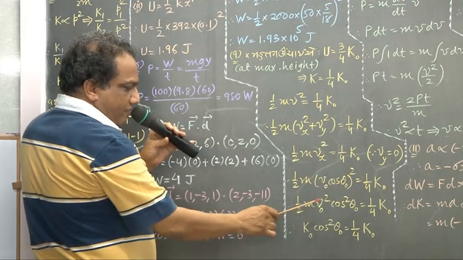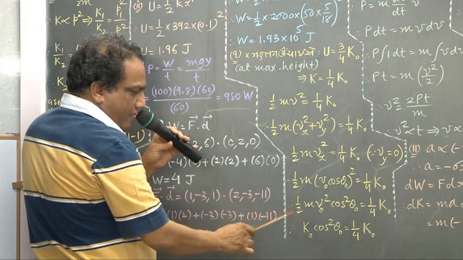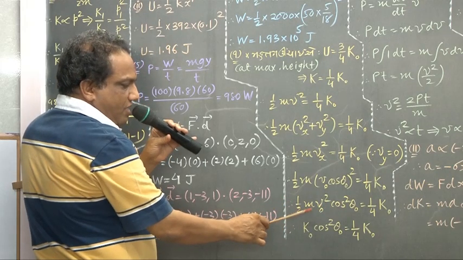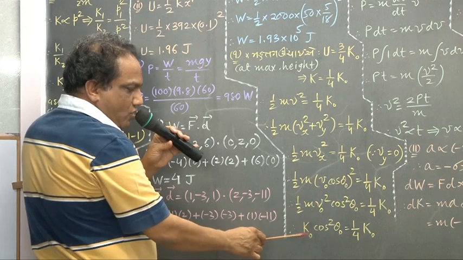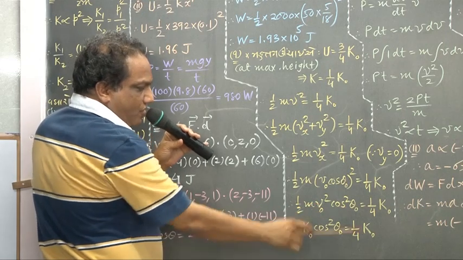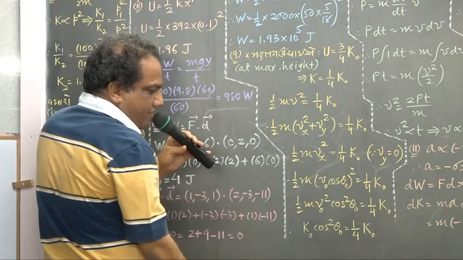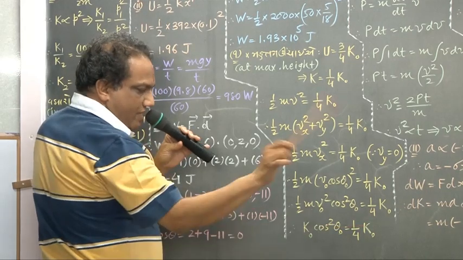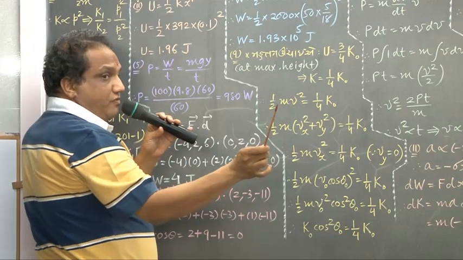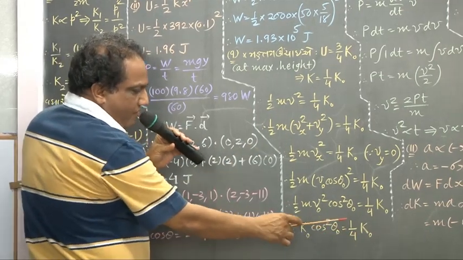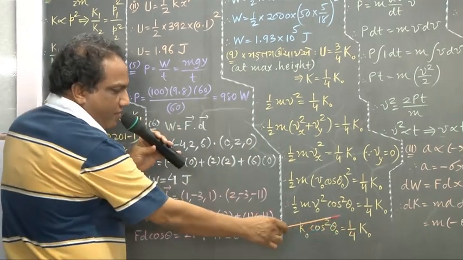And now tell me, this is 1 by 2 m V0 square. This is nothing but initial kinetic energy k0. So this part is initial kinetic energy k0, cos square theta 0 as it is, 1 by 4 k0 as it is. Now k0 will cancel, giving you cos square theta 0 equals 1 by 4. Take square root. Cos theta 0 will be 1 by 2.